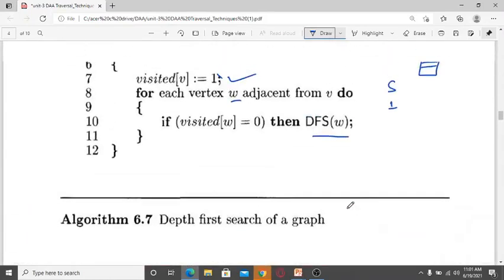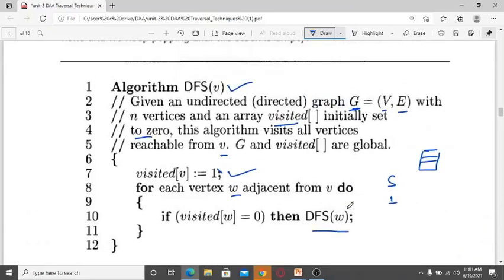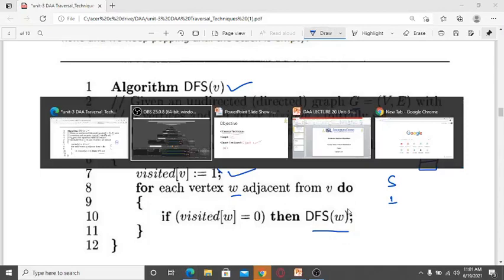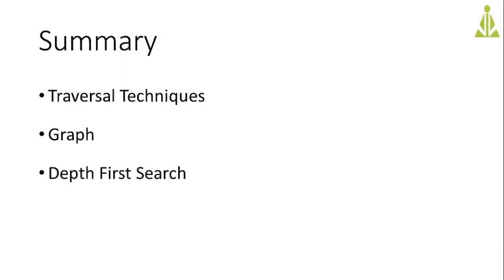Okay, in the next class we are going to see the biconnected graph, biconnected components, and all the topics from the traversal techniques. What are articulation points? So what have we done today? In the traversal techniques, we saw the graph and we completed the depth first search example as well as the algorithm. Okay, thank you very much. We'll see you in the next class.